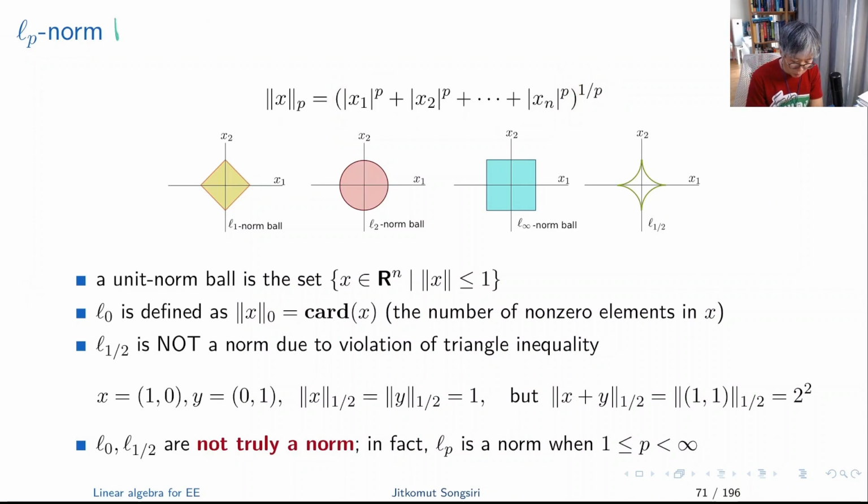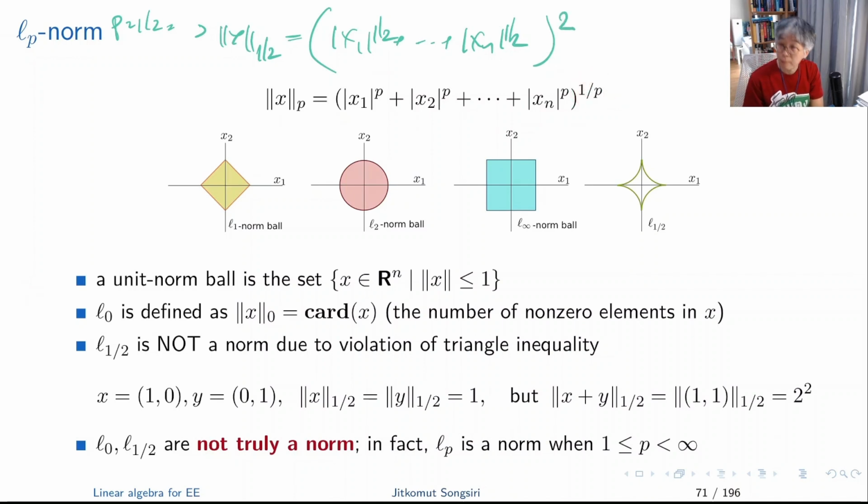For example, when p equals 1/2, the 1/2 norm is going to be the sum of every term's square root, and then take the pth root, which is going to be a square. Okay, so this is an example. And this p can be a non-negative number, it can be a real number as well, for example, the 1/2 here.